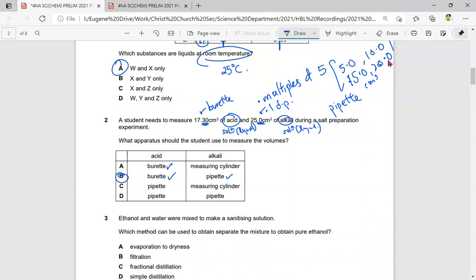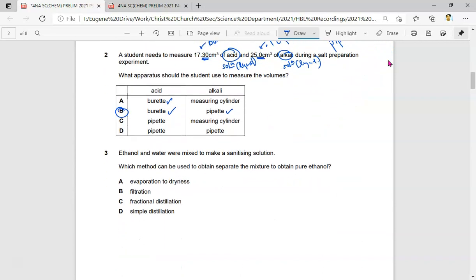So as I mentioned just now, let's repeat again. 2 decimal places in cm³, and measuring a solution, bracket liquid, I will use the burette. 1 decimal place in multiples of 5, and it is also measuring the volume of a liquid, we will know that we should be using the pipette.